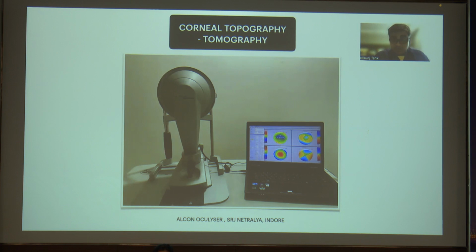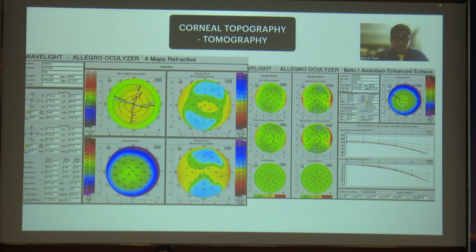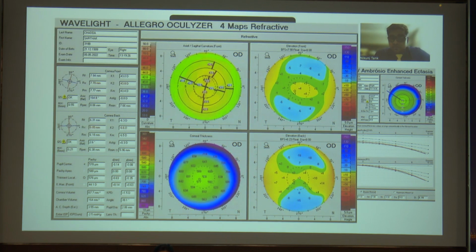It is important to do corneal topography before planning refractive surgery. It is the most important investigation to screen refractive patients. We have the Alcon Oculyzer, which is based on Scheimpflug imaging technology, just like the Pentacam. So this is the normal topography report of a patient. It is beyond the scope of this presentation and instruction course to go into detail about each and every parameter of the corneal topography report.